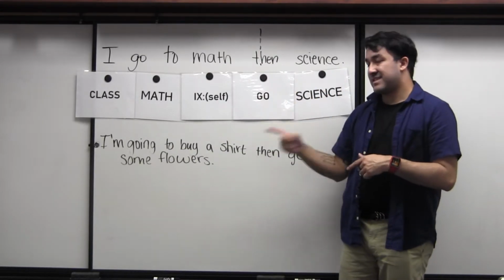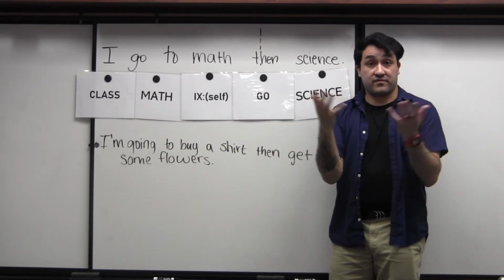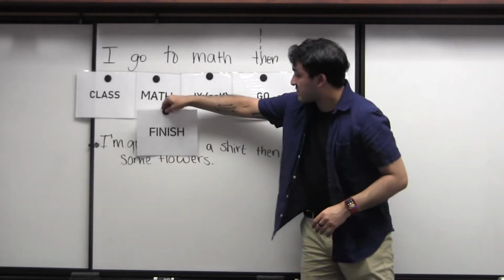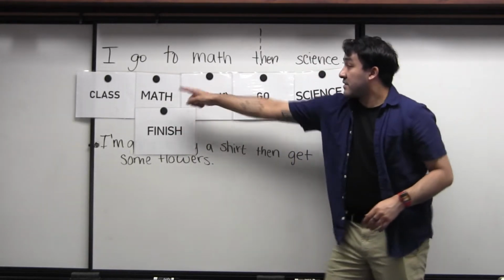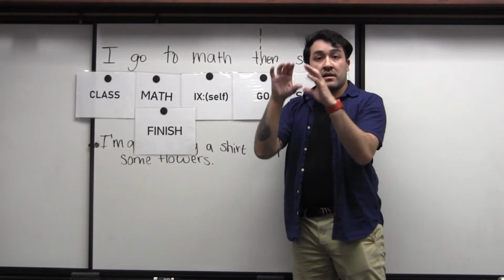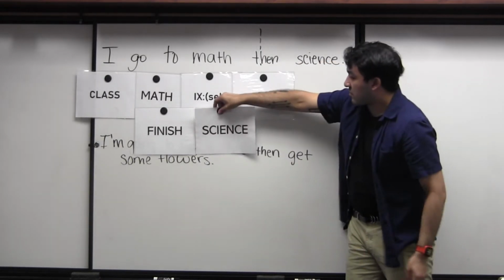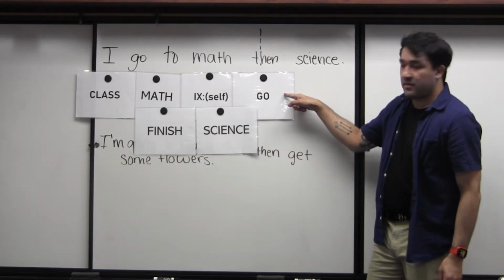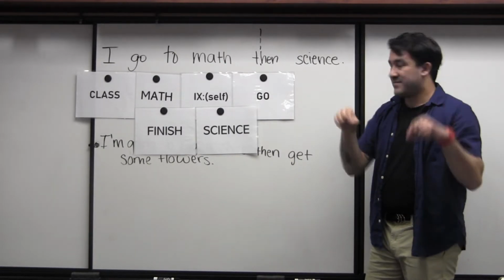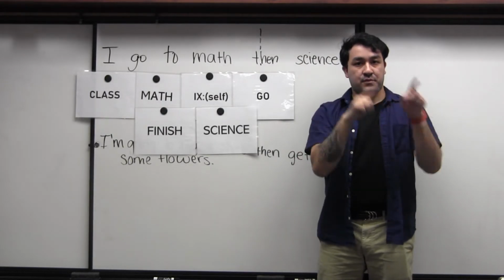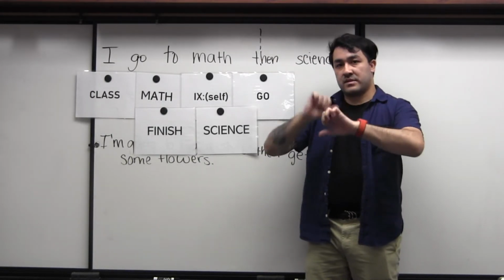So this is where our conjunction is, or sorry, we need to add our conjunction still into the sentence. So class, math, I go, finish, then I go to science. And I don't have enough posters here. I don't have two goes. So I would need to add that in too. So class, math, I go, finish, science, go.